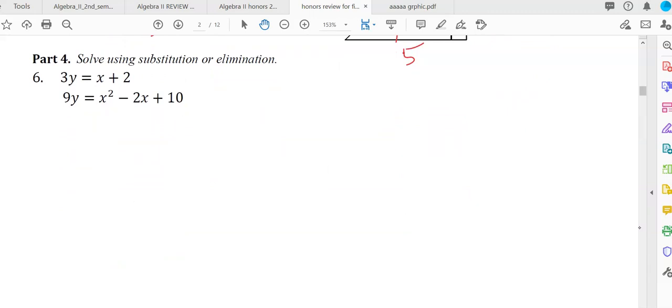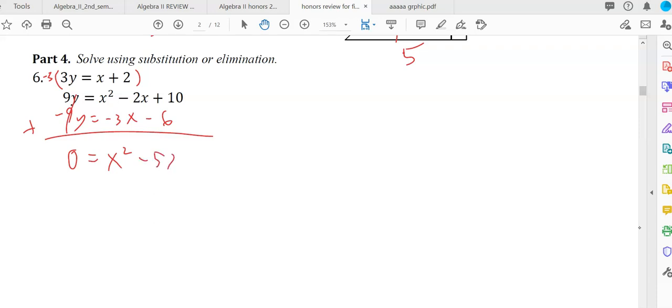Substitution or elimination. Let's see which one looks easier. So I might multiply this one by negative 3. I'm going to put that right below. So I get negative 9y equals negative 3x minus 6. I'm going to subtract, that goes away, and you get 0 equals x squared, negative 2, I guess I'm just adding those, so negative 2 plus negative 3 is negative 5x plus 4.